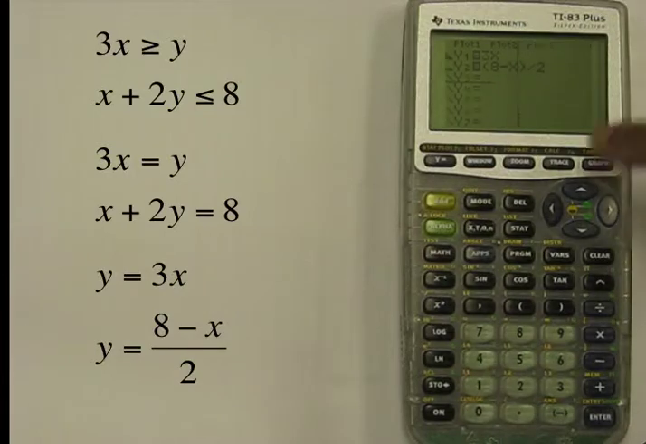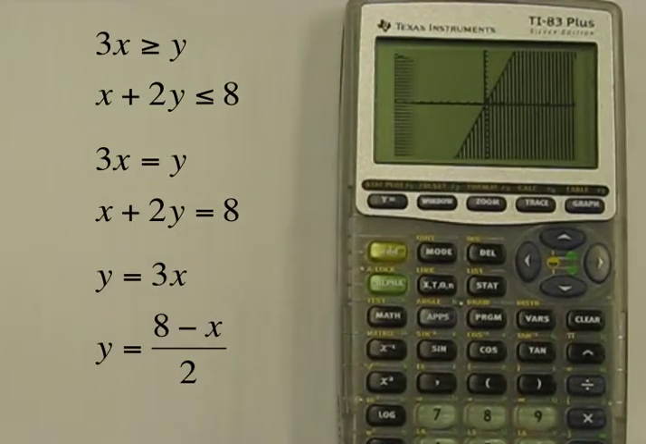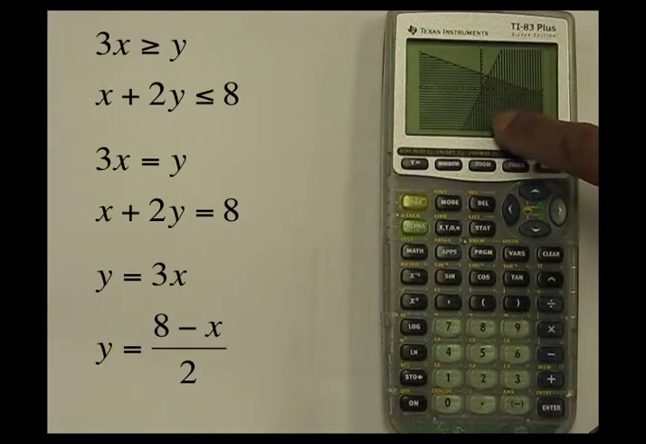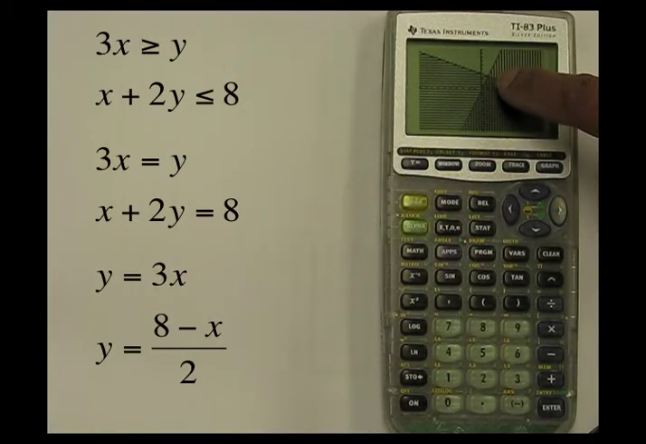If we hit graph again, we see to the right of the line 3x and below the line x plus 2y equals 8, or y equals 8 minus x over 2, is shaded. So here is my solution where they both intersect. Notice that the cross-hatched area where both shadings occur is the area where the solution is, and the intersection right here is the corner point that we found earlier.